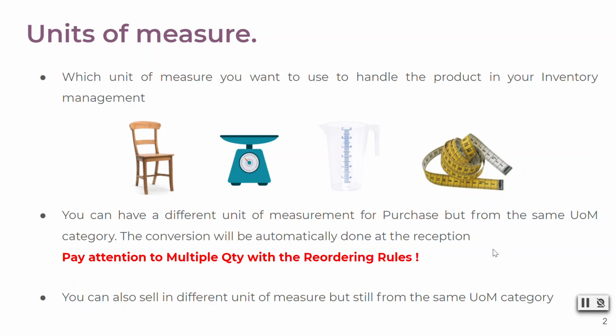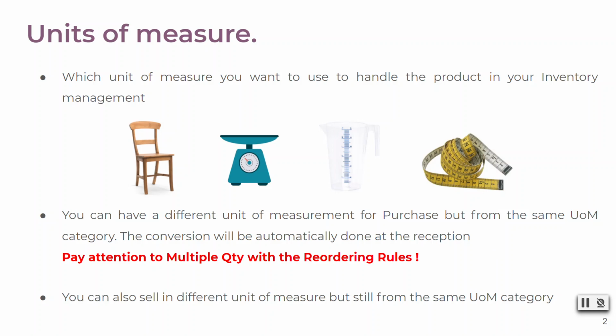The unit of measure that you set on your product, on the product form, is the one you will use to handle the product in your warehouse. So it's the unit you need for all your reports to know how many units, how many liters you have of this product in your stock.